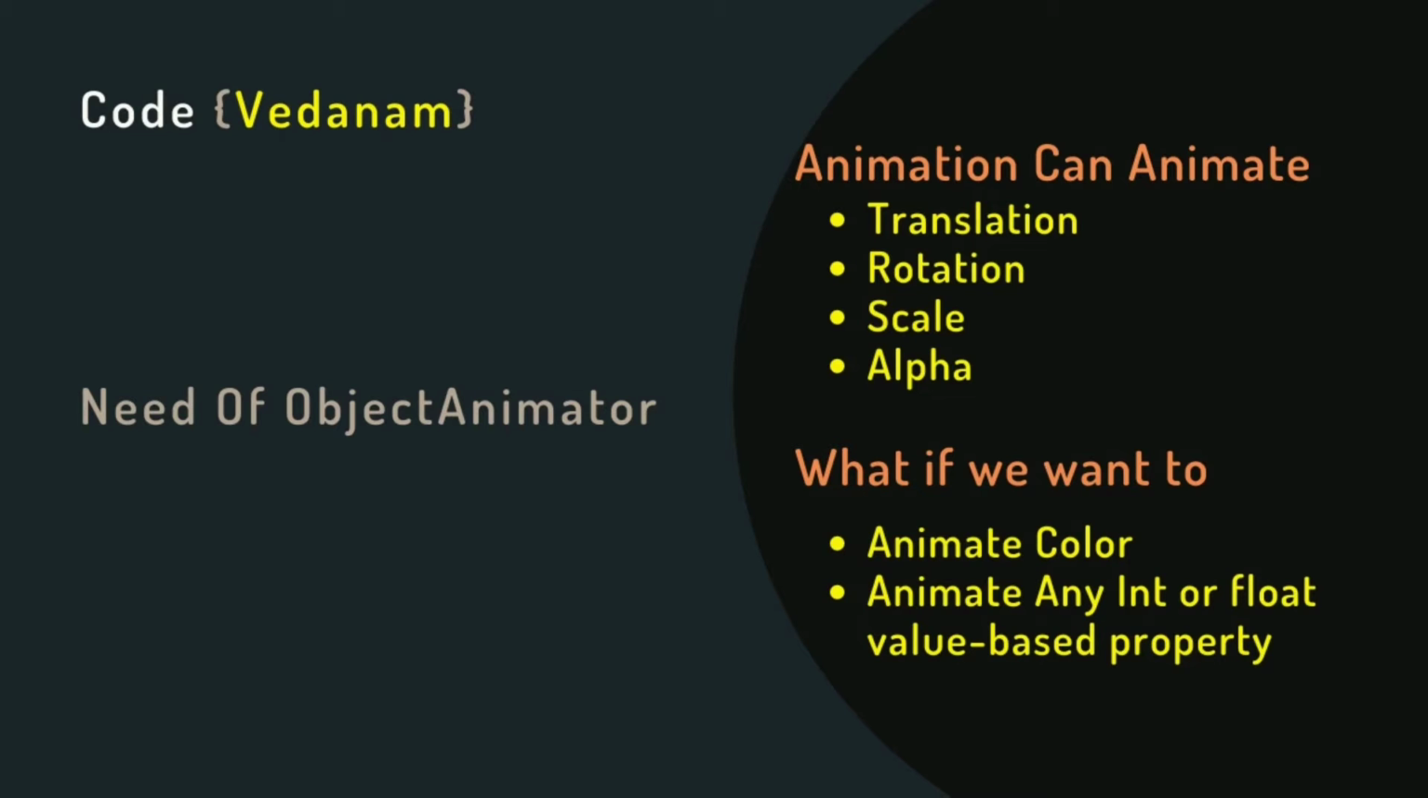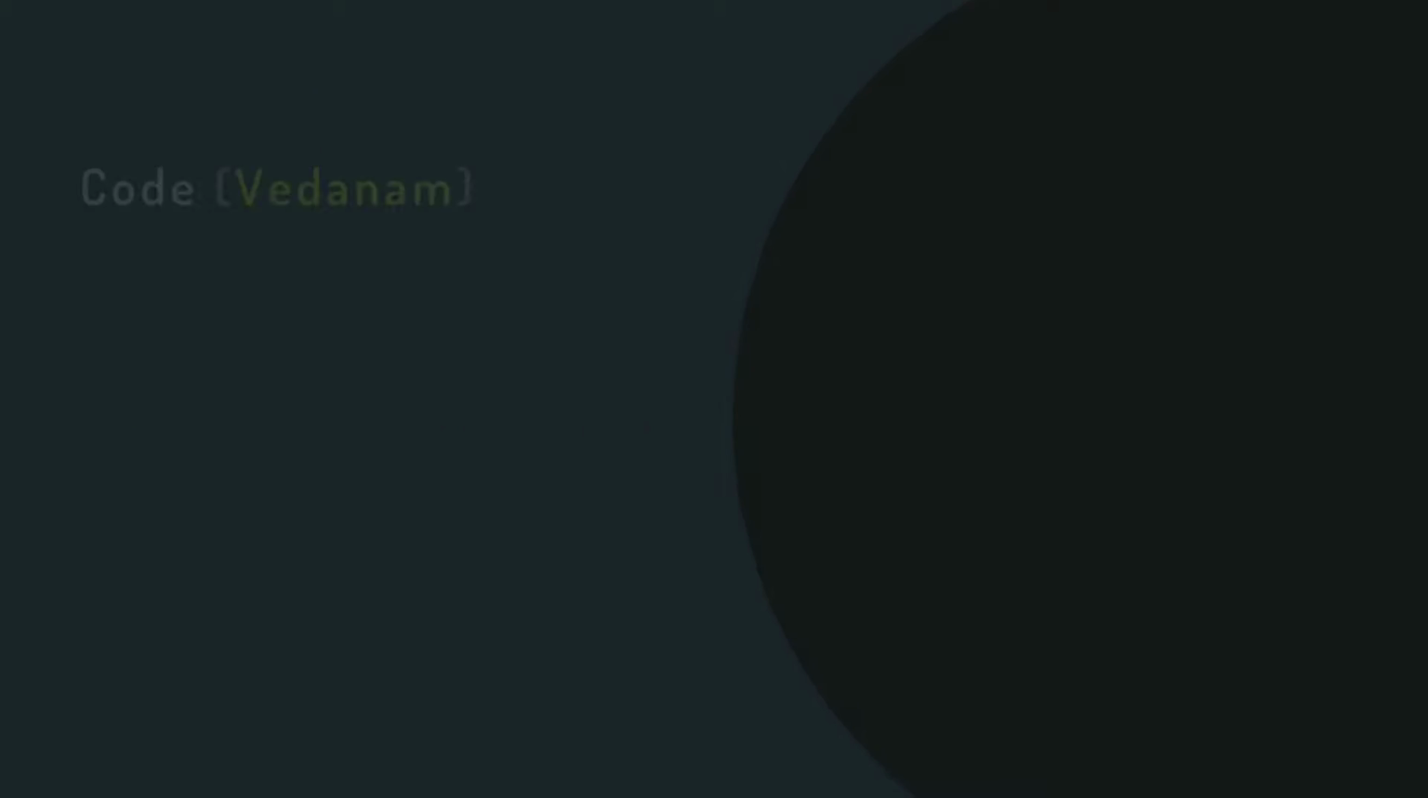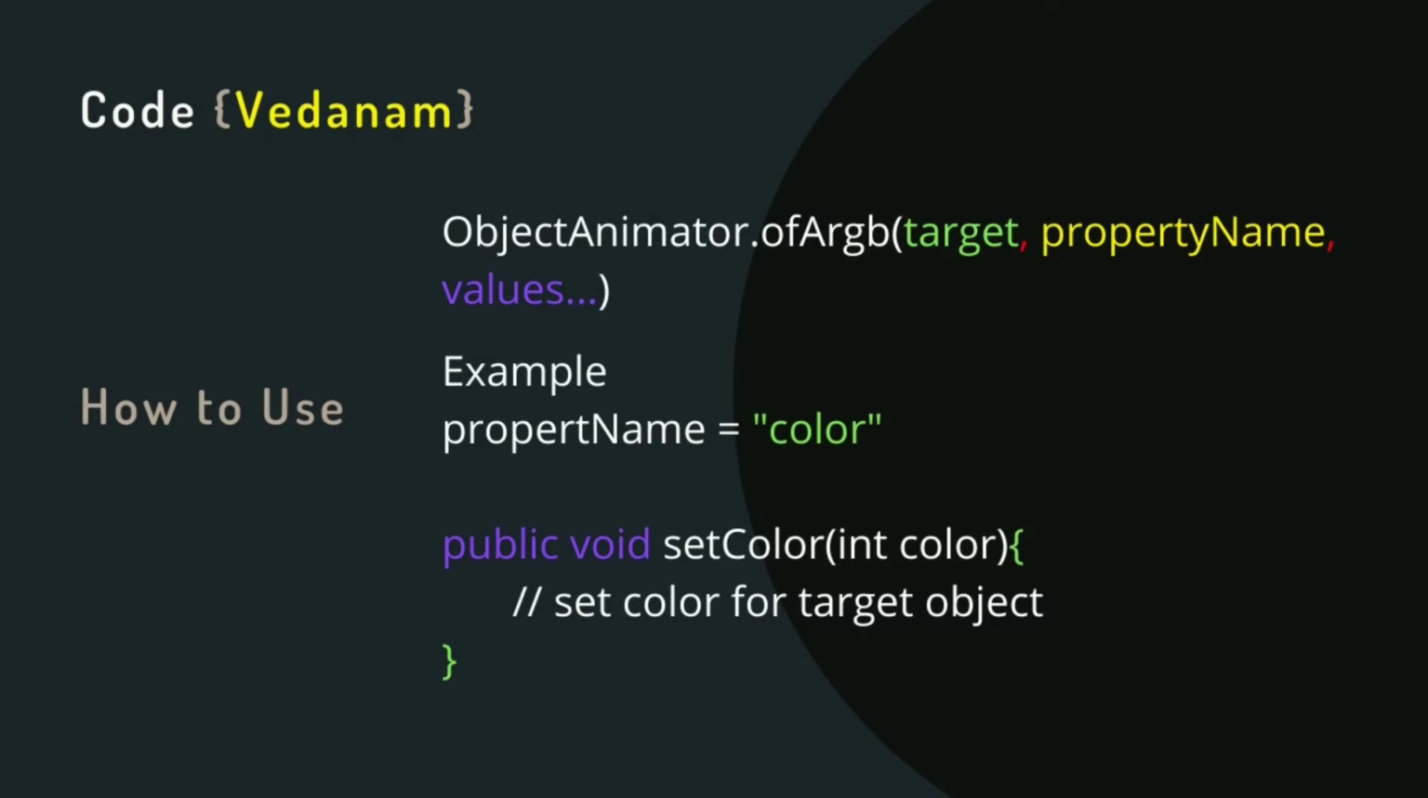First of all, let's understand what is the need of Object Animator. We can animate translation, scale, alpha and rotation properties of any view using the animation class. But suppose you want to animate color or any int and float value based property like padding, margin, size, etc. In this scenario, Object Animator is used.